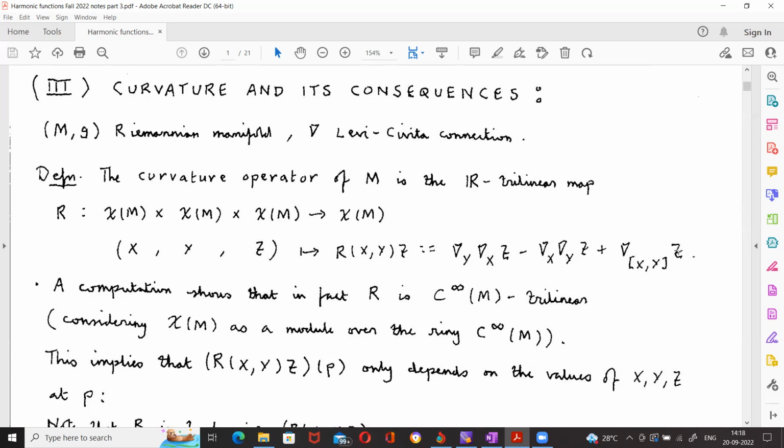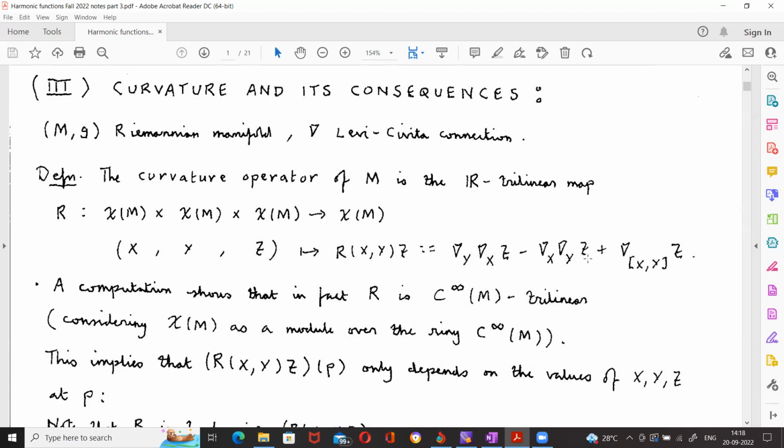So this might seem very algebraic, but it's a measure of how much the covariant derivatives with respect to X and Y fail to commute, right? If X and Y are vector fields which commute, then the bracket XY is 0. So this last term vanishes, and then it's just a commutator of these covariant derivatives: nabla Y nabla X minus nabla X nabla Y applied to Z.